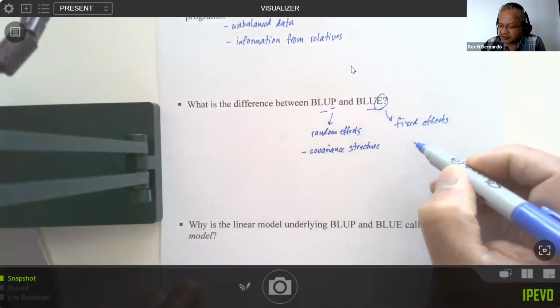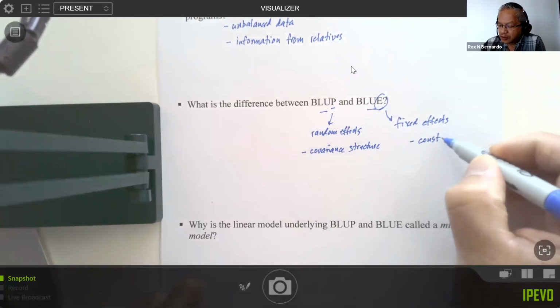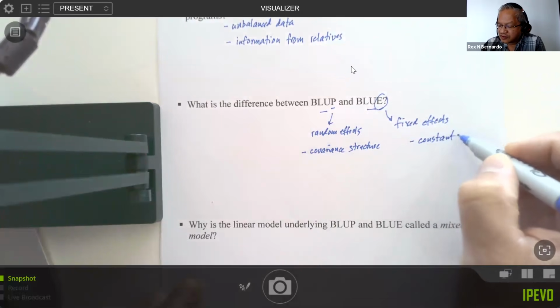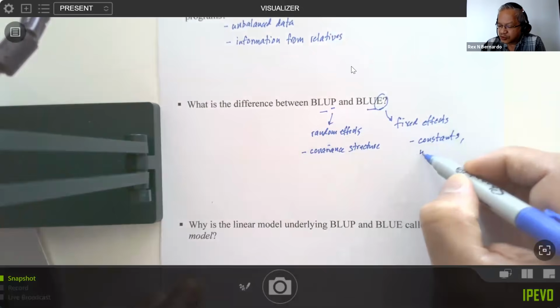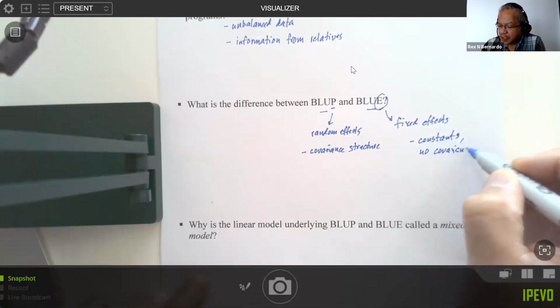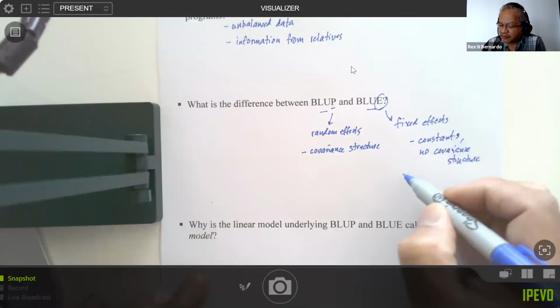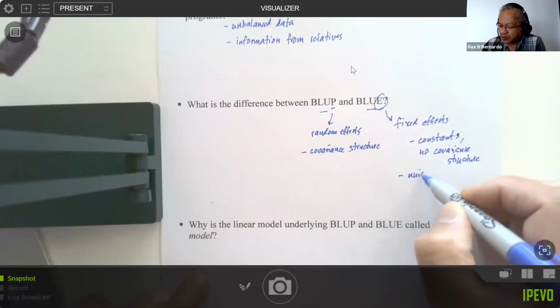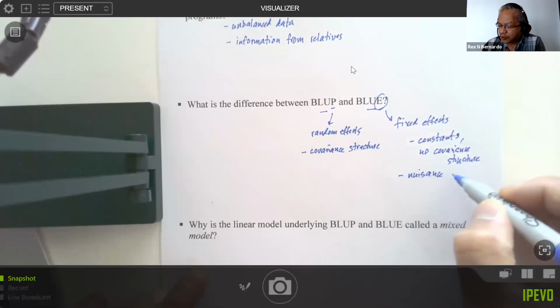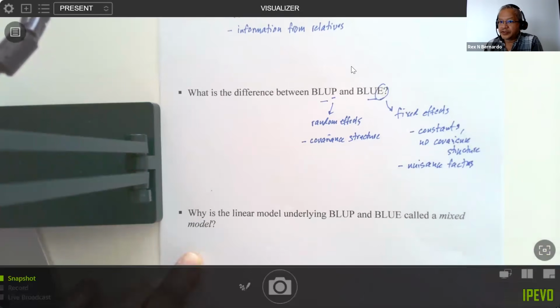With fixed effects, these are constants with no covariance structure. And typically we think of these as nuisance factors that we need to account for. They could be levels of fertilizer, they could be transgenes and so forth.